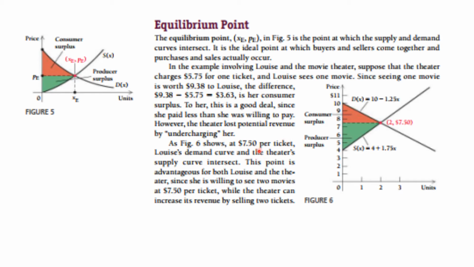At $7.50 per ticket, the demand and the theater's curve intersect. This point is advantageous for both Louise and the theater because she is willing to see two movies at $7.50 per ticket, while the theater can increase its revenue by selling two tickets. It's a win-win.